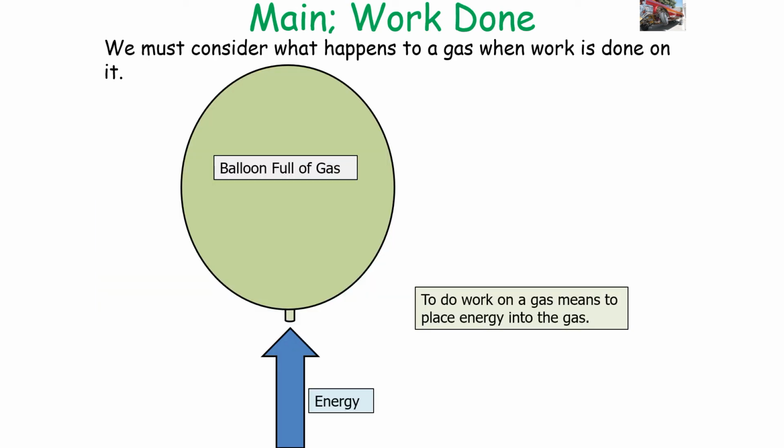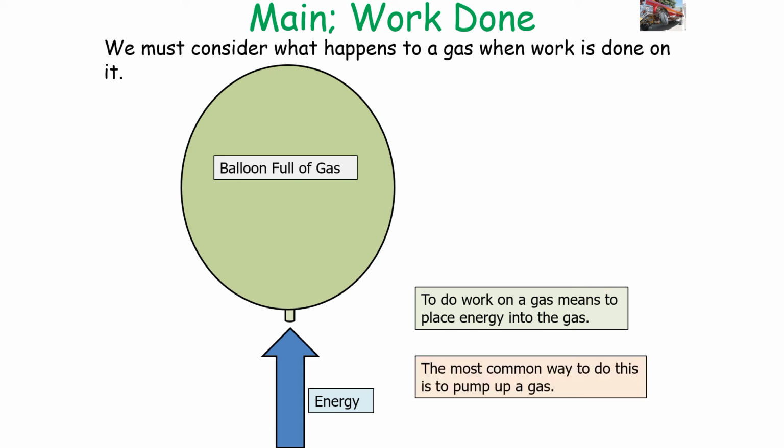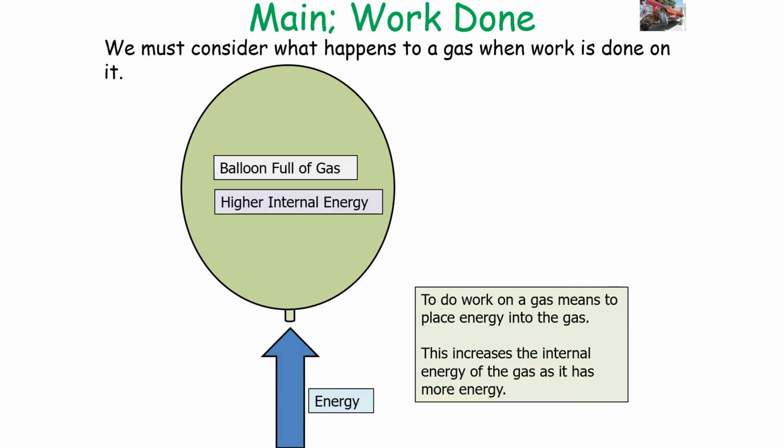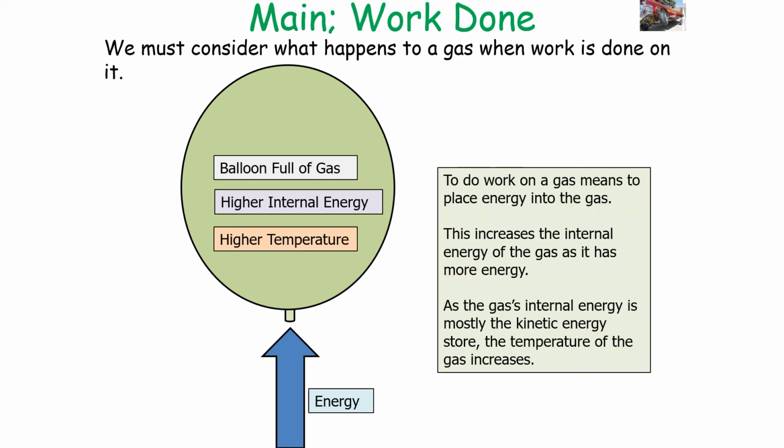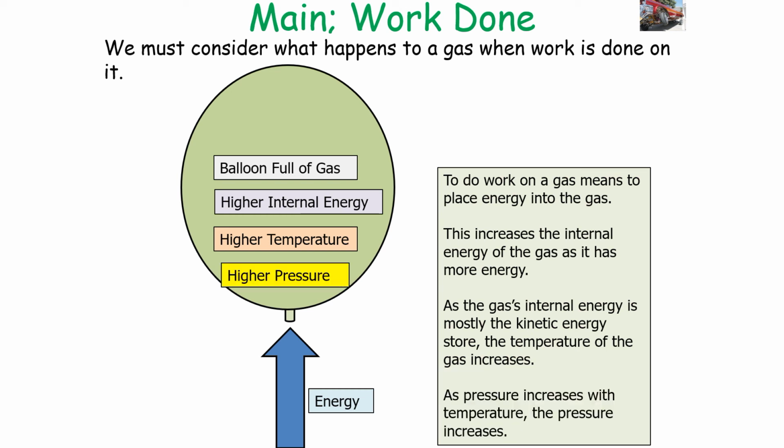Now, we can also consider what happens to a gas when work is done. So, to do work on a gas means to place energy into the gas. The most common way to do this is to pump up a gas. Now, this increases the internal energy of the gas because energy is being placed into it. As the gas's internal energy is mostly the kinetic energy store, this means the temperature of the gas increases. But as we know, as the temperature increases, the pressure of the gas will increase.